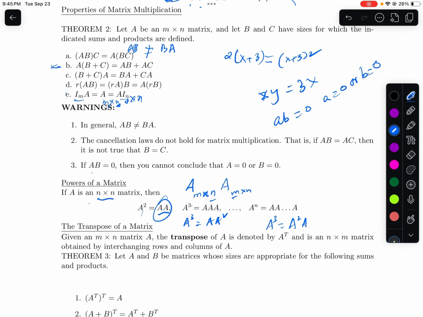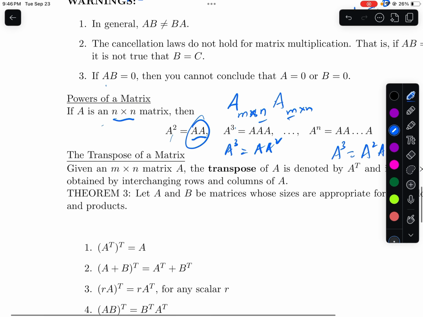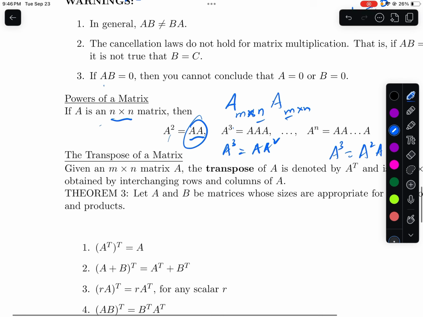The last thing here is the transpose of a matrix. Given an m by n matrix A, the transpose of A is denoted by A transpose and is an n by m matrix obtained by interchanging rows and columns of A.